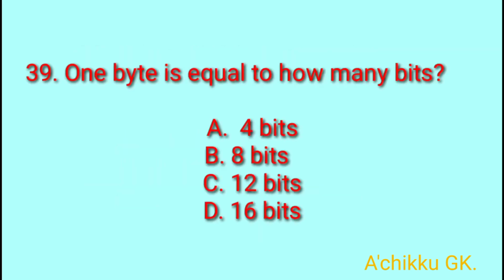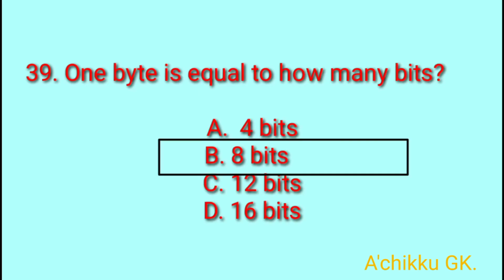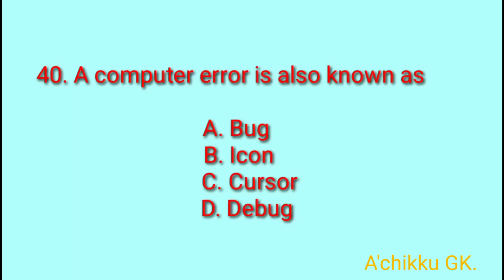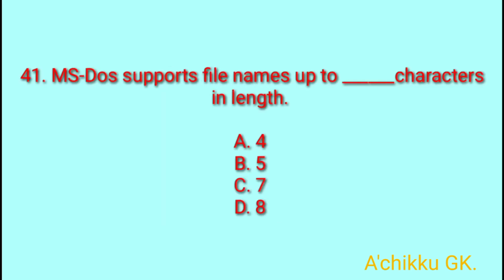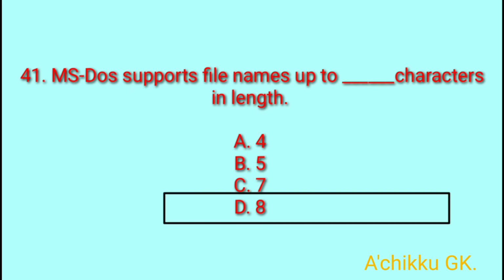1 byte is equal to how many bits? Correct answer B. 8 bits. A computer error is also known as? Right answer A. Bug. MS-DOS supports file names up to blank characters in length? Correct answer D. 8.